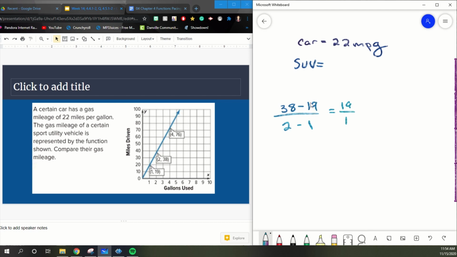That's not 0. So because the SUV has 19 miles per gallon, you could compare these by saying the car has a better gas mileage because you can get more miles per gallon, because 22 is greater than 19. Or you could say that the SUV has worse gas mileage than the car. I don't really care how you word it as long as you're comparing the two accurately.